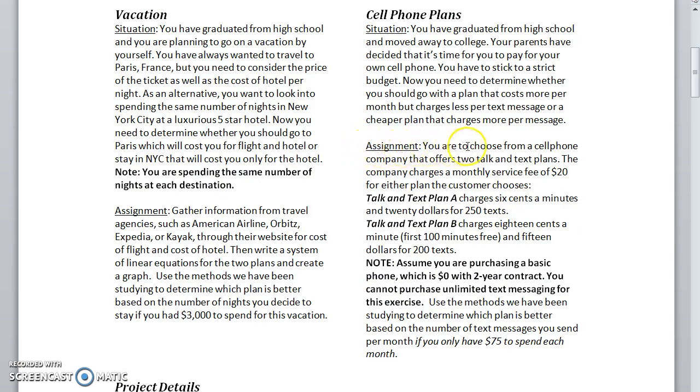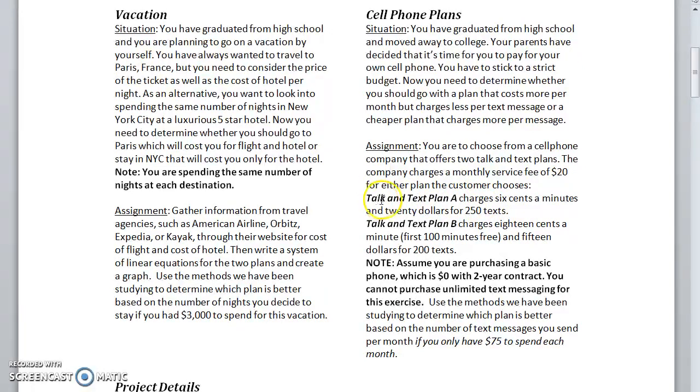So the assignment is you are to choose from a cell phone company that offers 2 talk and text plans. The company charges a monthly service of $20 for either plan the customer chooses. So I'm going to go ahead and kind of read off each plan. If you guys notice in here, my plans are slightly different than yours. Yours charges 5 cents per message. If you notice, I changed it to 6 cents per minute. Your charge is 5 cents per minute. So I made some slight modifications in here so you guys can go and do some thinking for yourself. But I want to go ahead and show you guys an example so you guys see what to do.